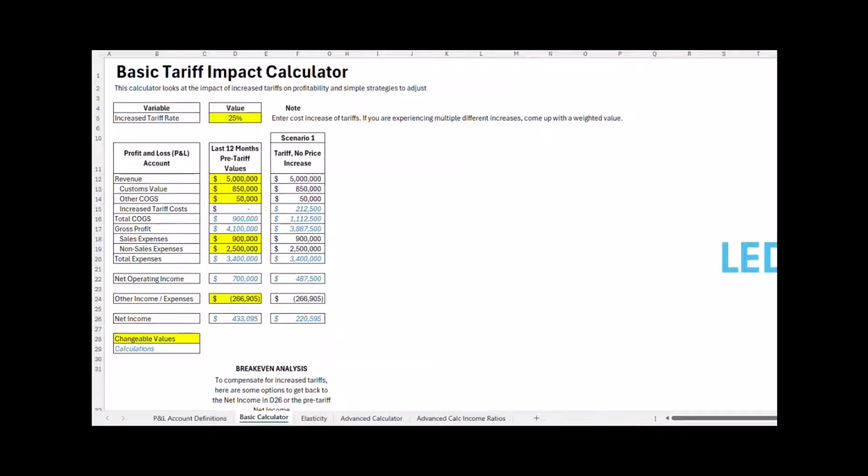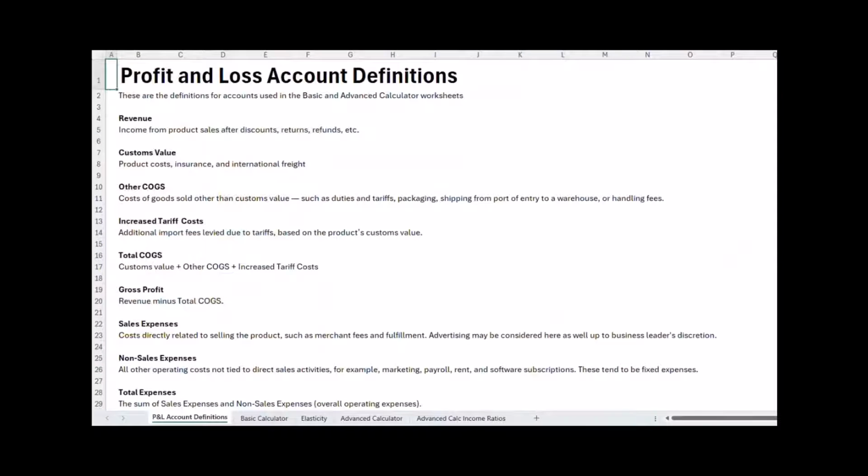So I'm going to quickly walk through some definitions just so you know exactly what's going in which space right here. So let's jump over to this page and we'll review these. Revenue obviously is your income from your sales after your discounts, returns, refunds, all of that. Your customs value is what's used to calculate a tariff. It includes your product costs, your insurance, and international freight.